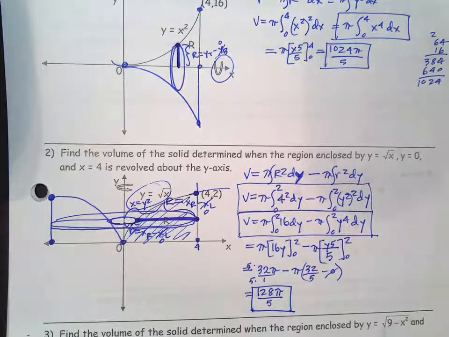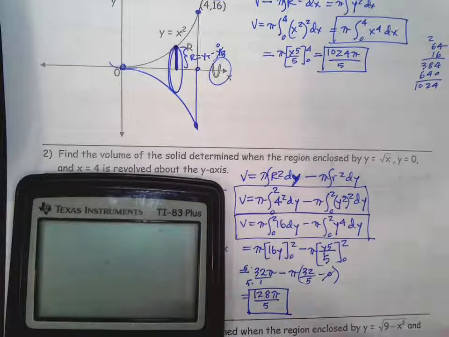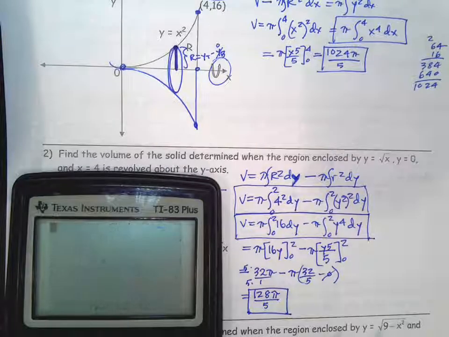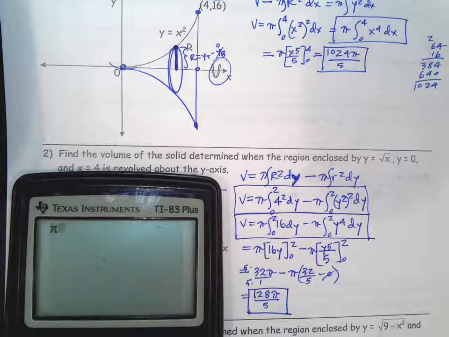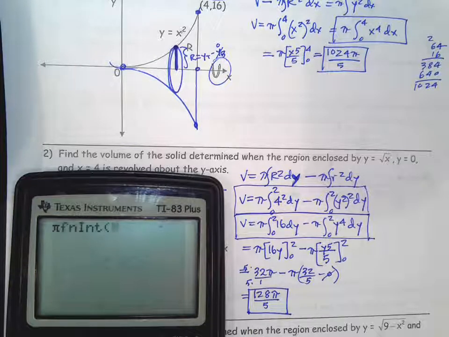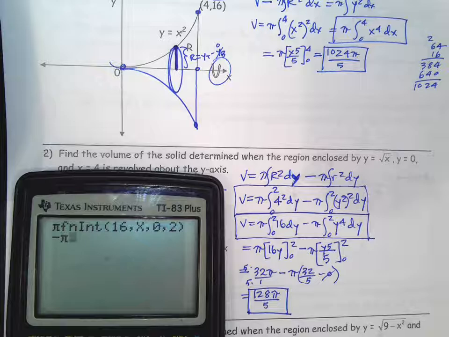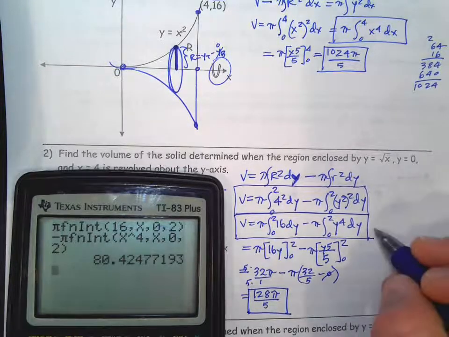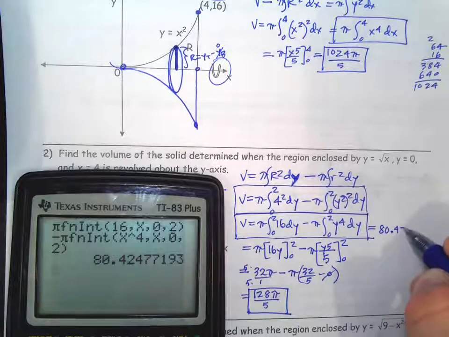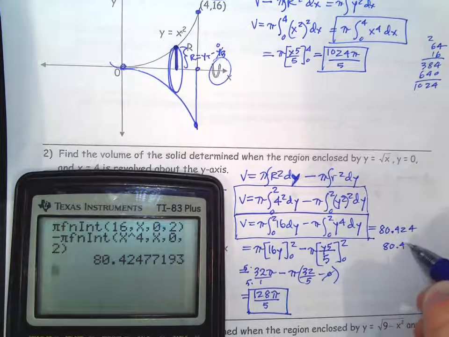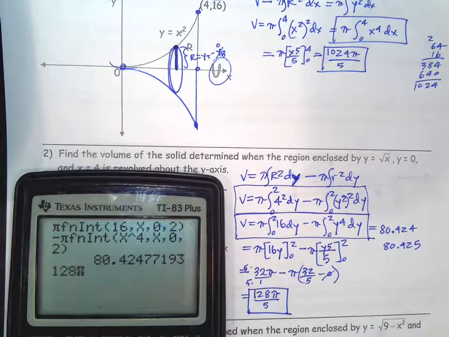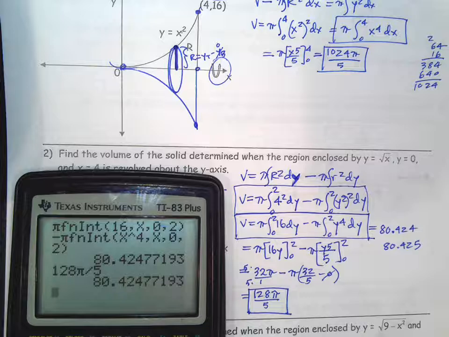And if you do it on your calculator, you should get the same thing as a decimal. So if I do it on my calculator, do pi math 9, 16 comma x comma 0 comma 2. We're putting x's for all the y's. Minus pi math 9 x to the fourth comma x comma 0 comma 2. And we get 80.424 or 80.425. Let's check 128 pi over 5. Same thing. Pretty nice.